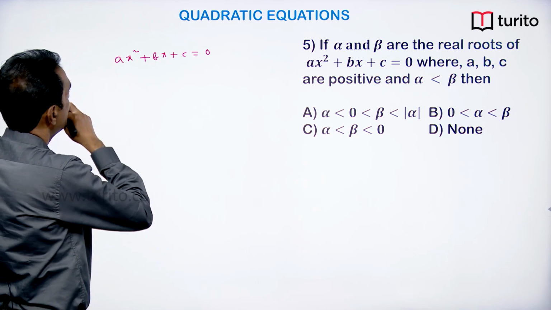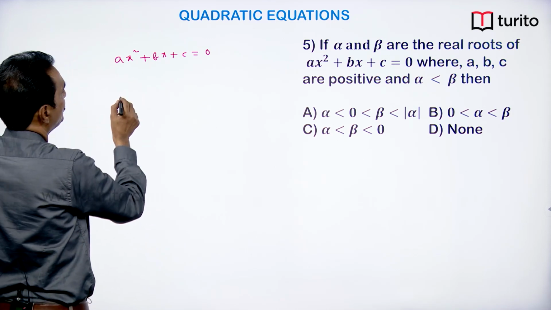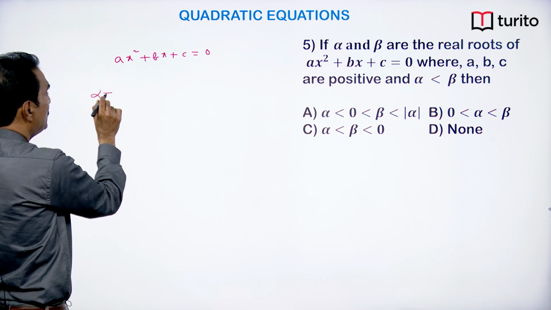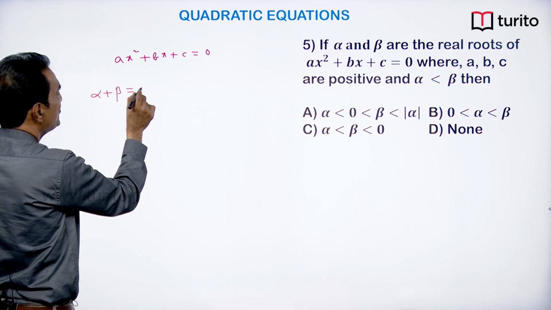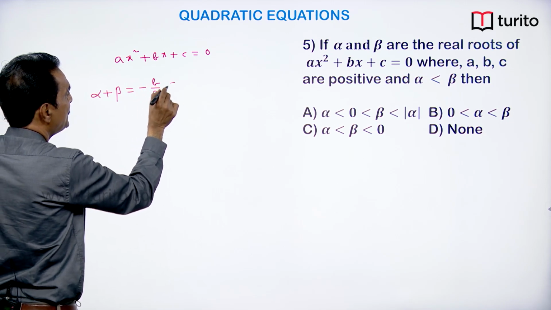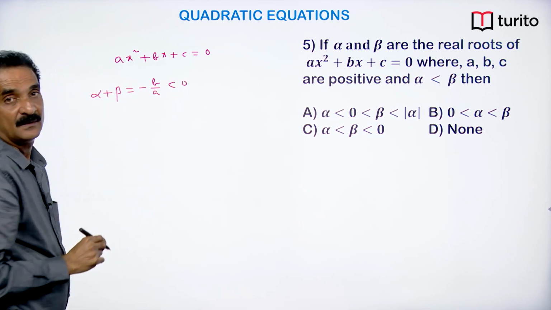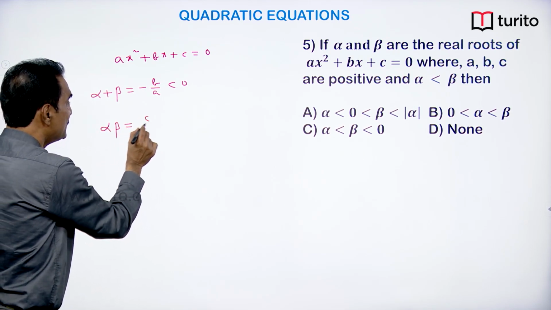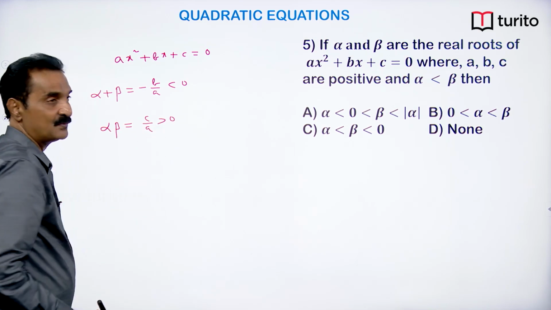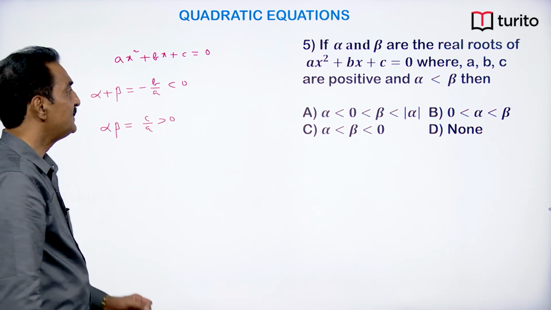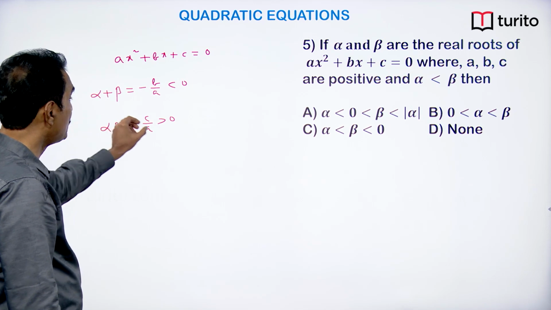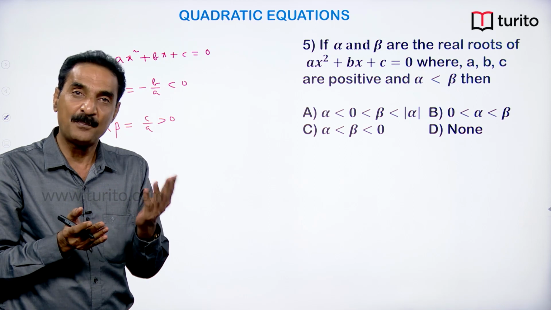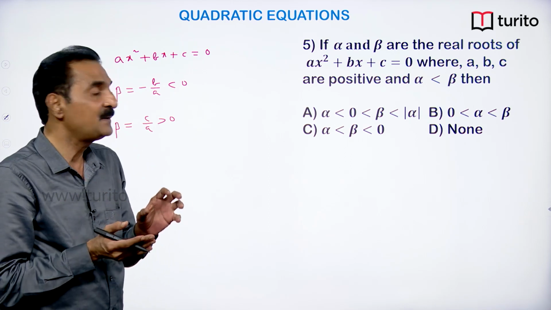And here a, b, c are positive, then sum of the roots is what? Minus b by a, it is negative, and product of the roots alpha beta is c by a, it is positive. Then what happens when the product of the roots is positive? There are only two possibilities, either both the real roots are positive or both the real roots are negative.